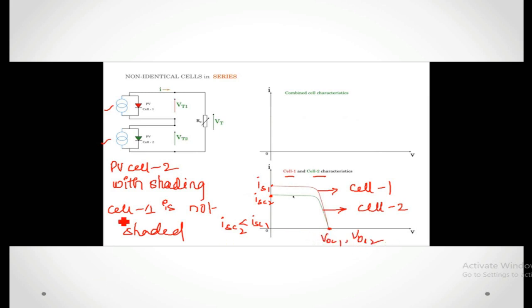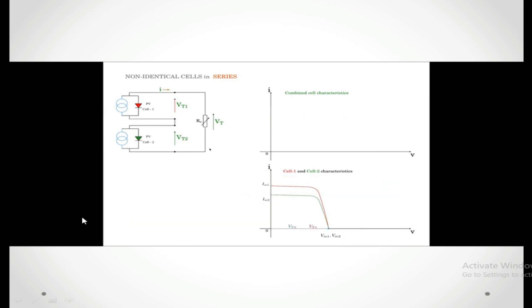Here the terminal voltages VT1 and VT2 of each cell are indicated. VT1 is this one and VT2 is this one. Now we are going to draw a load line. For the combined characteristics, VOC is nothing but the sum of the individual voltages, VOC1 plus VOC2, because they are series connected. So the voltages will be V1 plus V2. The load line for the R0 value has slope 1 by R0. It is somewhere here.